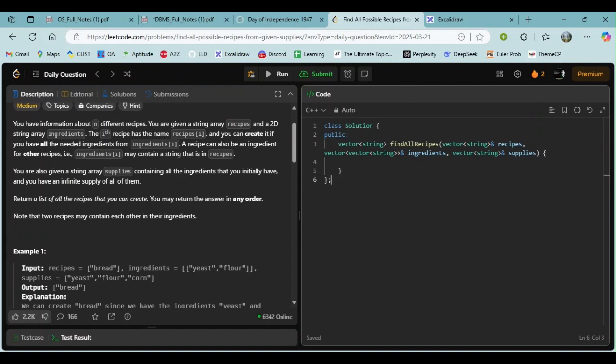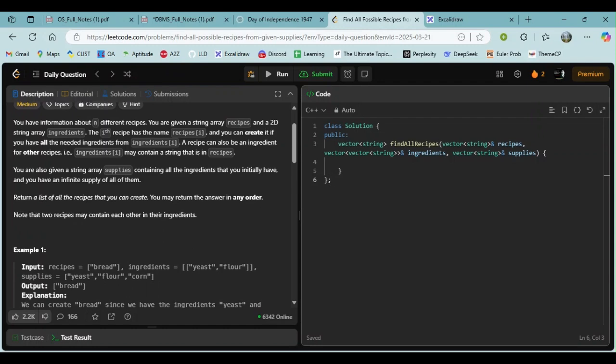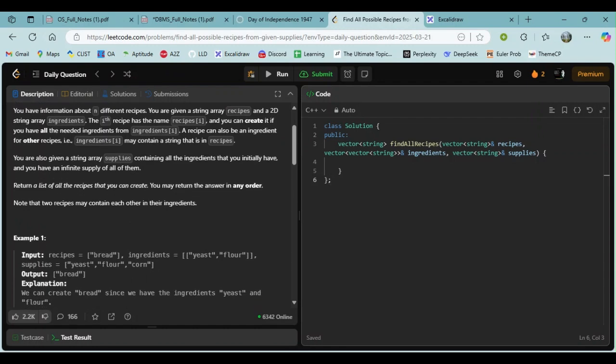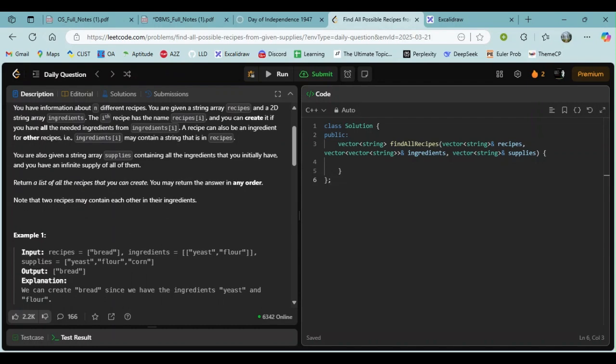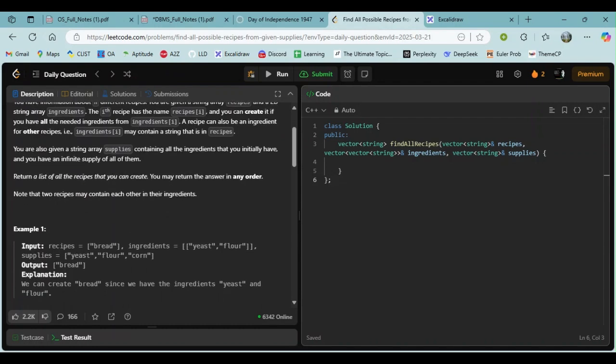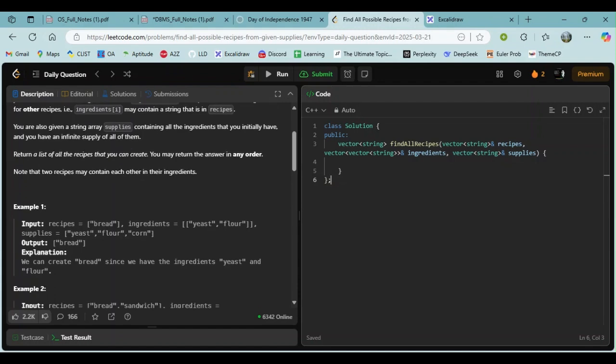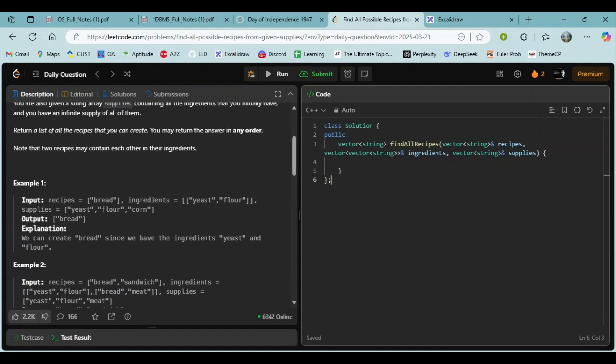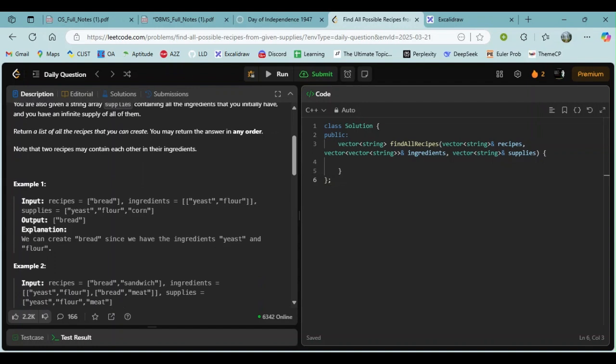Okay, so you are given a string array supplies that contains all the ingredients that we initially have. Means you do not have to make these ingredients, we have an infinite supply. So you have to return all the recipes that we can create, and we can return the answer in any order. You are also told that two recipes may contain each other in the ingredients.